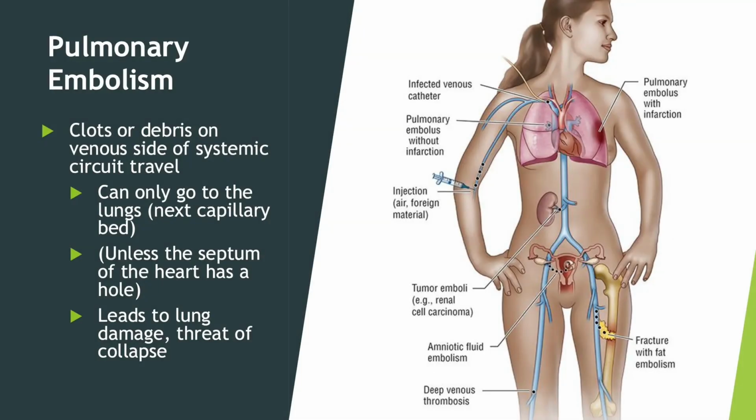Pulmonary embolism occurs when clots or debris on the venous side of the systemic circuit travel through the bloodstream. These can only go to the lungs, which is the next area they encounter, unless the septum of the heart has a hole, which would allow them to cross to the arterial side. Pulmonary embolism leads to lung damage and poses a serious threat of lung collapse.